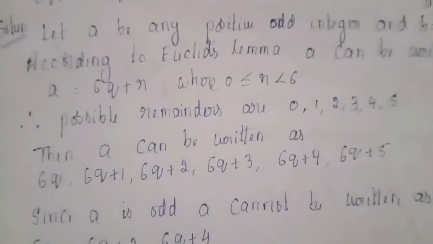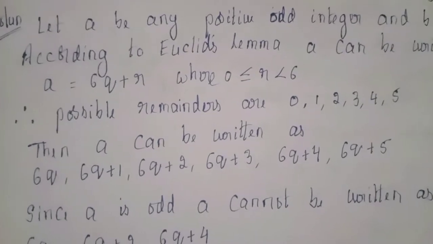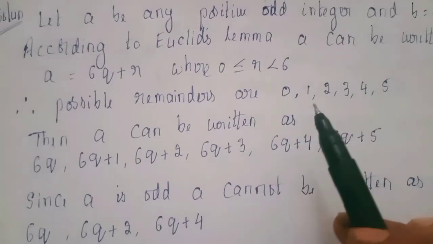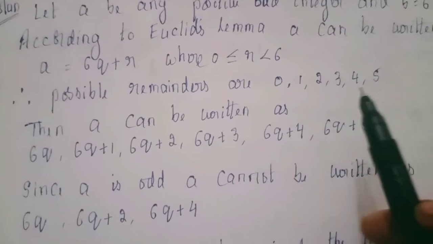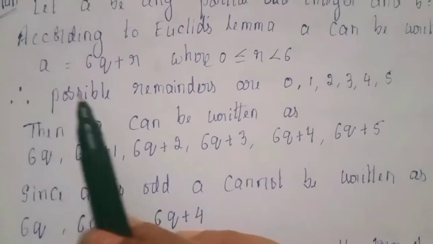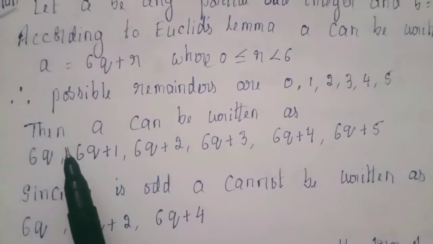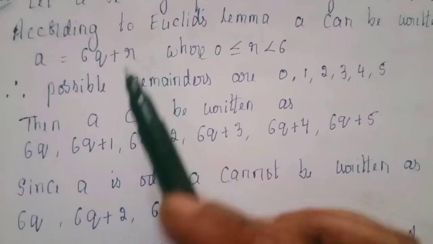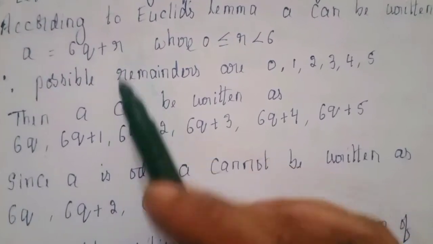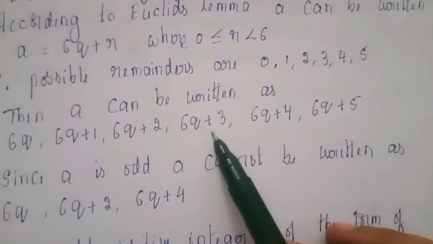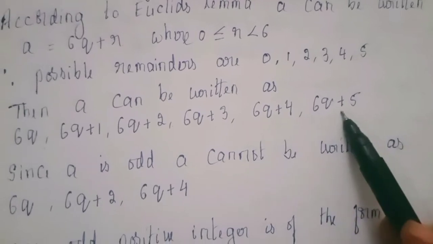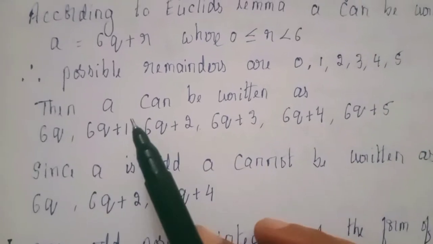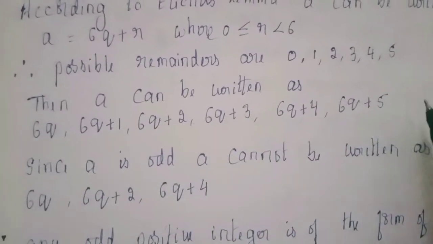With this condition, because r is less than 6, the possible remainders are 0, 1, 2, 3, 4, 5. Now let us substitute these remainders in the Euclid division lemma. Then a can be written as 6q, where r is 0; 6q plus 1, where r is 1; 6q plus 2, 6q plus 3, 6q plus 4 and 6q plus 5. These are the possibilities. But because a is an odd number, we cannot write all in this form.